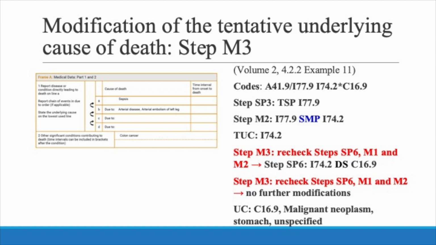Because we have another different tentative underlying cause, we would recheck steps SP6, M1, and M2, finding no further modifications, and the underlying cause of death selected for statistical purposes from this certificate will be C16.9, malignant neoplasm of stomach, unspecified. You may realize at this point that we've been selecting step M3 all along. Let's look at a previously explained example.